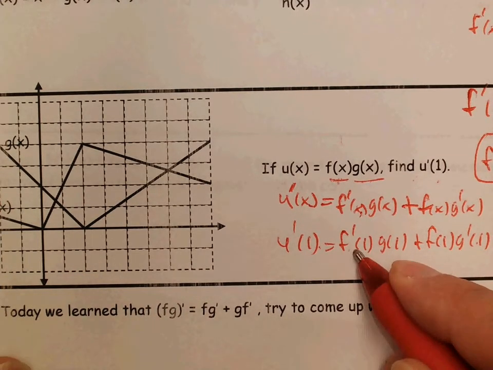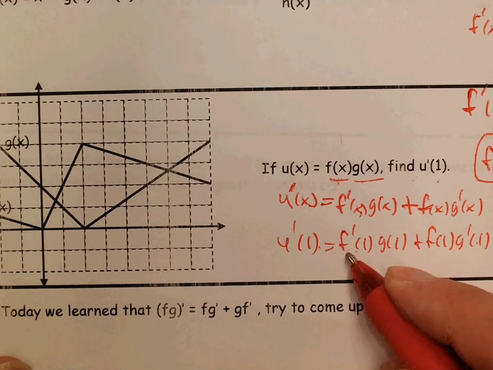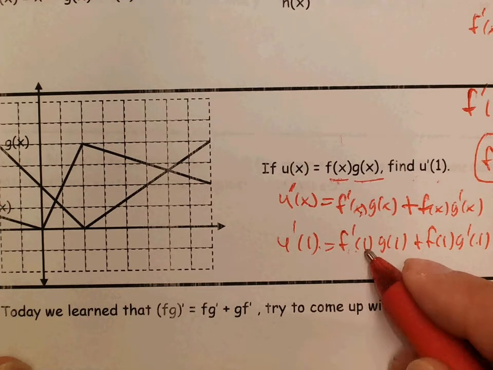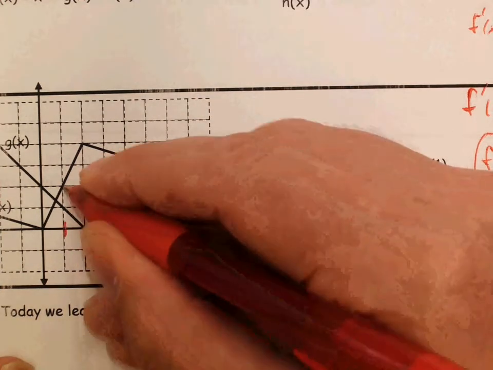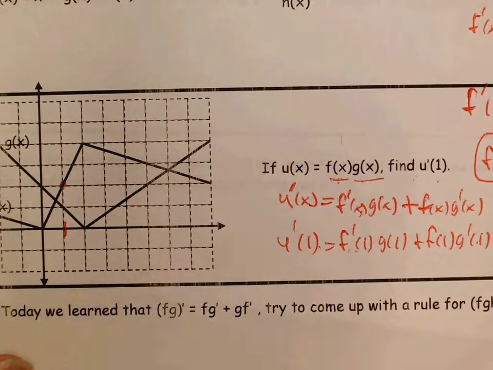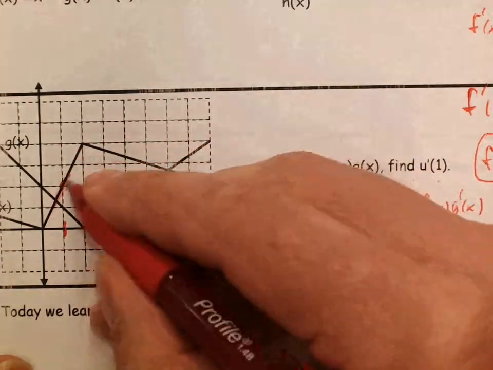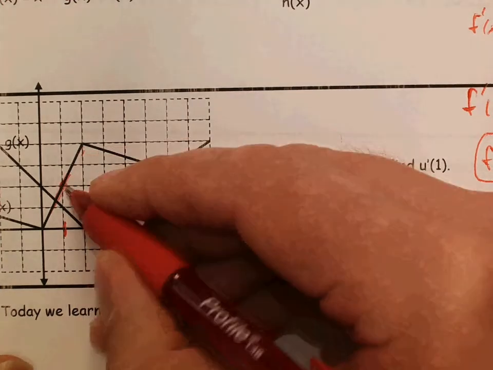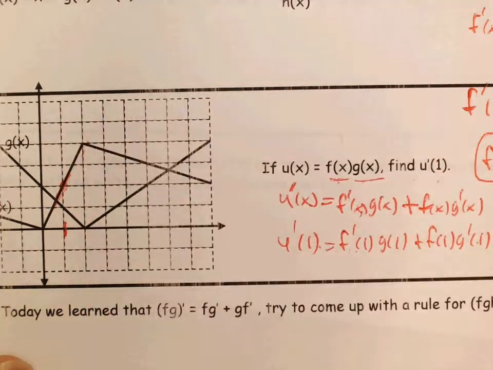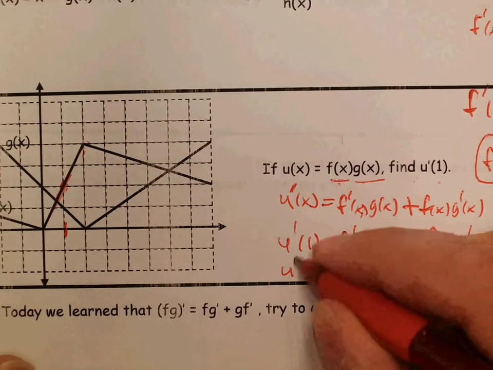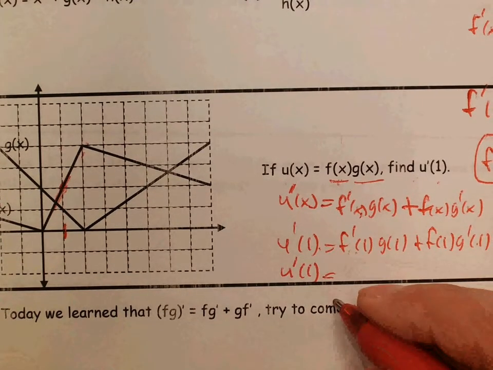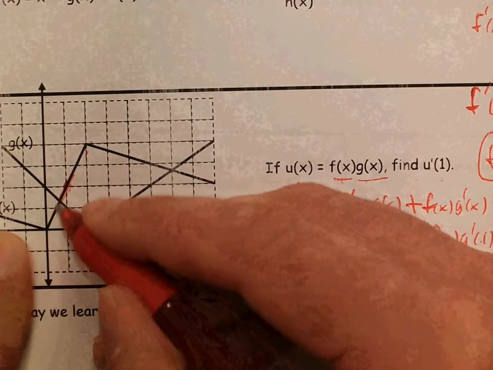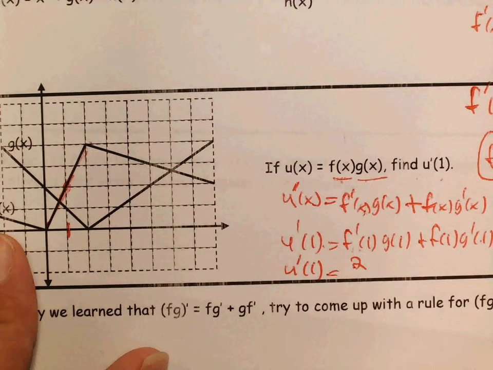F prime of 1, what does this mean? It means the slope of the tangent line at x equals 1. So we go to x equals 1, this is a linear function. The slope of the tangent line is just the slope of this linear function. And so we just are looking for what is the slope of this linear line. This linear function has a slope of, it goes up by 2 and over by 1. And so the slope at 1 for f of x is 2. The slope of this section is 2.